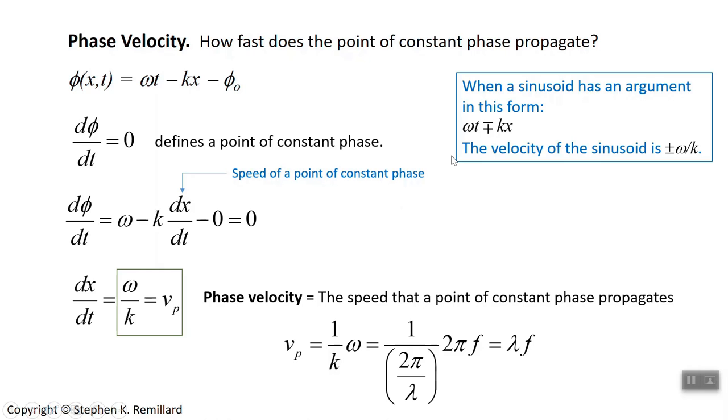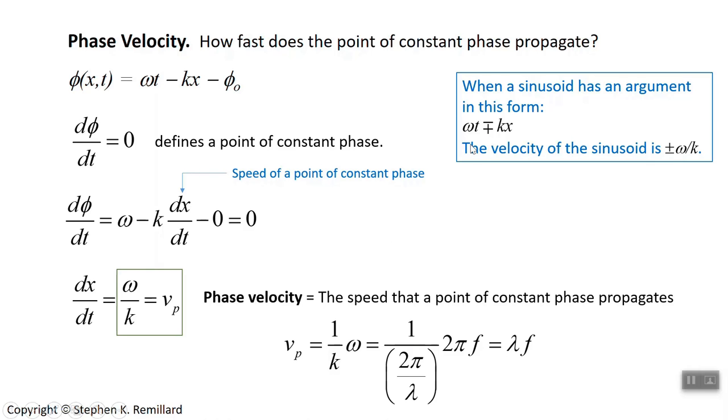Another important conclusion is that when you have a sinusoidal function, omega t minus kx, with or without a phase, the ratio of whatever multiplies the time divided by whatever multiplies the position is the velocity of that sinusoidal function. The velocity of a sinusoid is whatever multiplies the time divided by whatever multiplies the position.